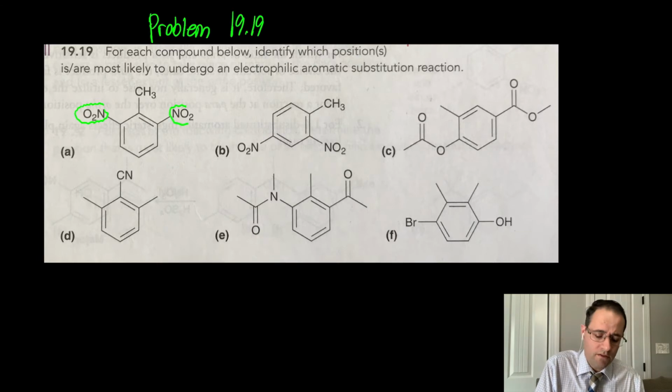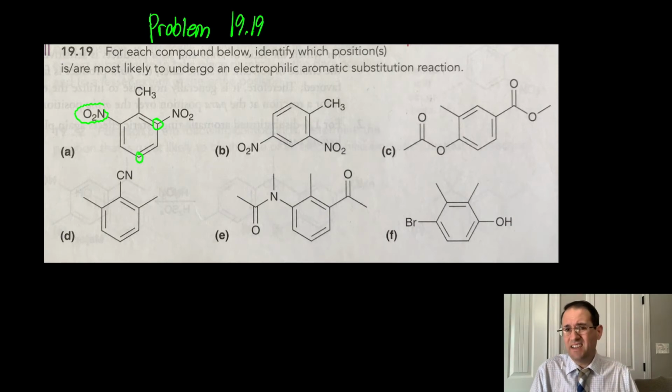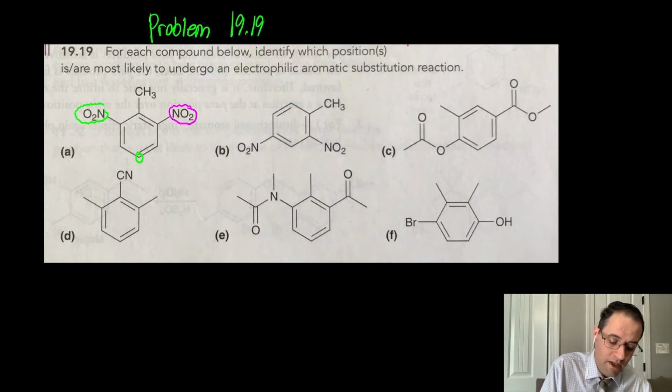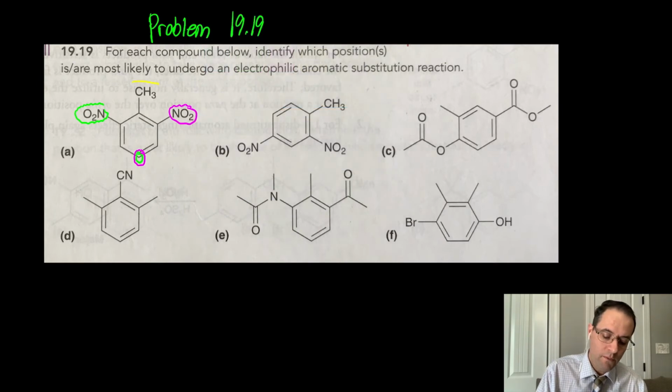Nitro is a weak director. And maybe I should use different pencils here and slow down. So this nitro that I've circled with a green circle directs meta, but not that second circle that I did. I'll erase that because there's no hydrogen attached there, okay? Next, we have this magenta nitro group, and that's going to direct meta to that nitro. And then we have the methyl group.